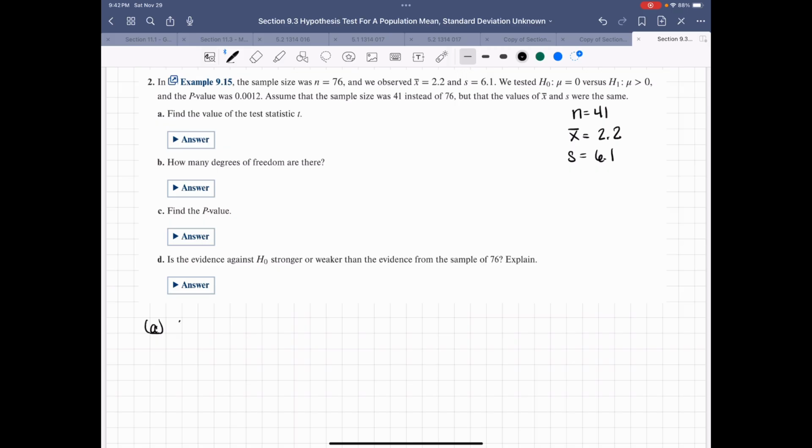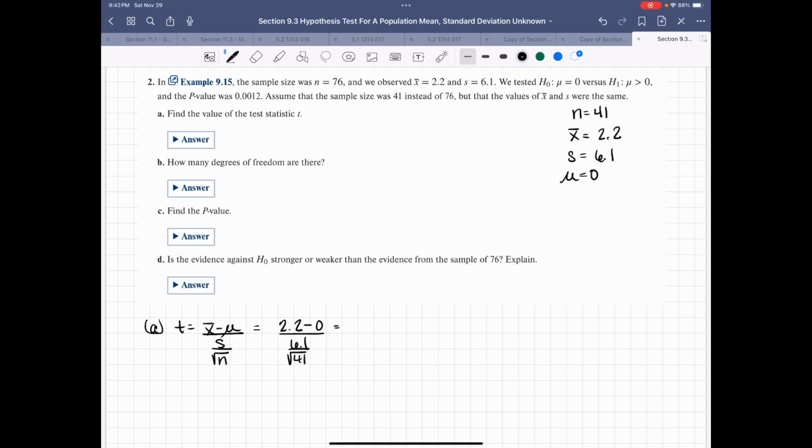So I've got t equals, I know that's going to be x bar minus mu all over s divided by the square root of n. So that's going to be 2.2 minus, what is my mu? Is it equal to 0? Yes, that's still the same. Minus 0 all over s, which is 6.1, divided by the square root of n, which is 41.